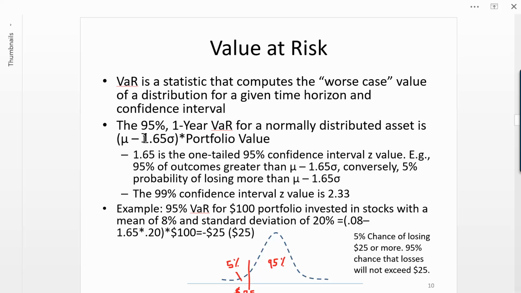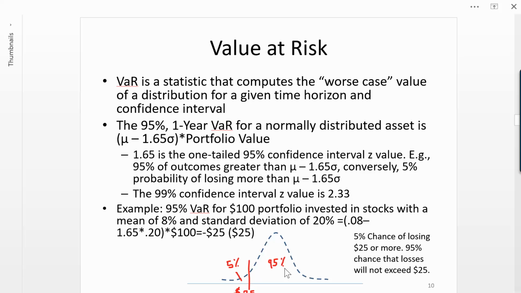So the 1.65 is the Z statistic that corresponds to a 95% confidence interval, one-tailed test. So looking at a normal distribution, we'd only expect 5% of the time to have an outcome that is more than 1.65 standard deviations lower than the mean. So we're 95% confident that our losses will not be larger than 1.65 standard deviations from the mean.